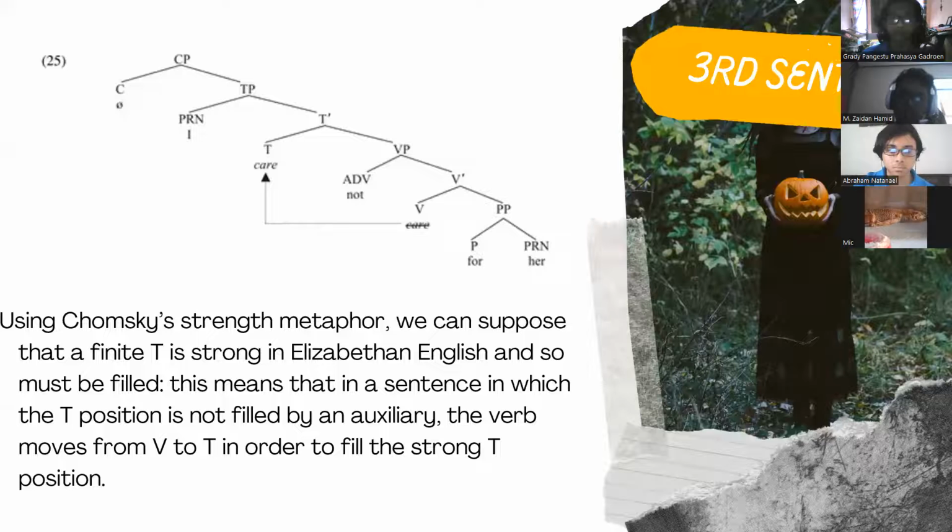We can see in this tree diagram the verb care from the finite V move to the finite T. Why? Because using Chomsky's strength metaphor, we can suppose that finite T is strong in Elizabethan English and so must be filled. This means that in a sentence in which the T position is not filled by an auxiliary, like the sentence above, the verb moves from V to T in order to fill the strong T position.